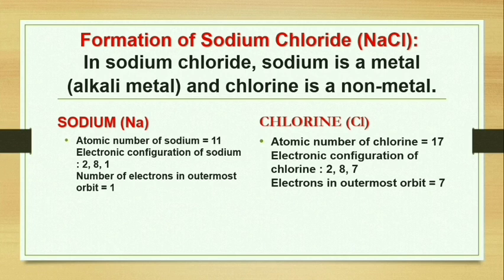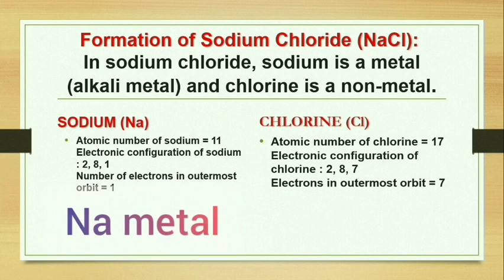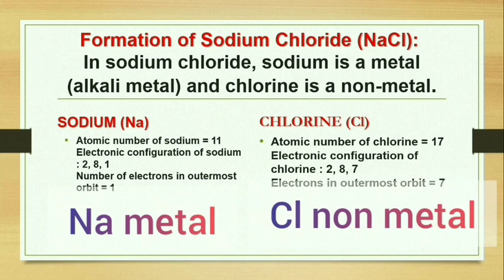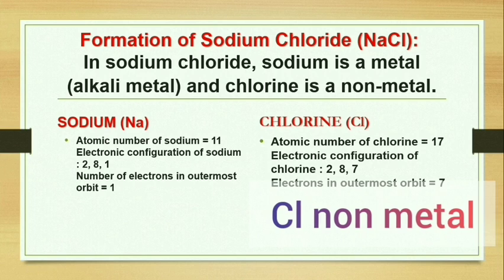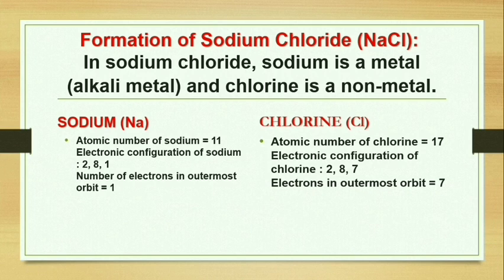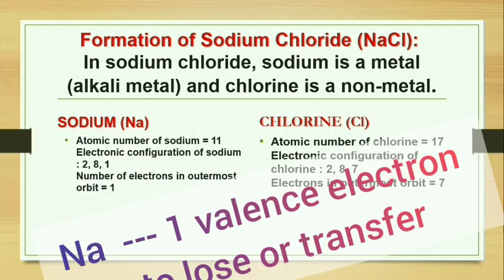Formation of sodium chloride. In sodium chloride, sodium is a metal, known as an alkali metal, and chlorine is a non-metal. Let us see. Sodium, the symbol is Na. Atomic number is 11 and the electronic configuration is 2, 8, 1. So the number of electrons in the outermost orbit is equal to 1, meaning it has one valence electron.